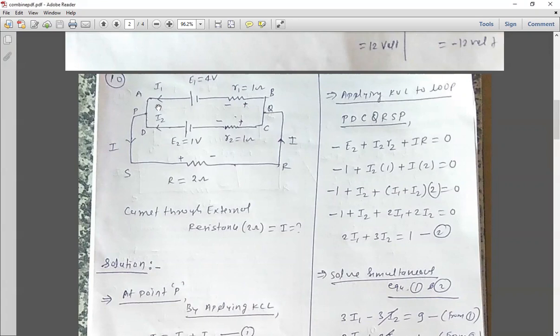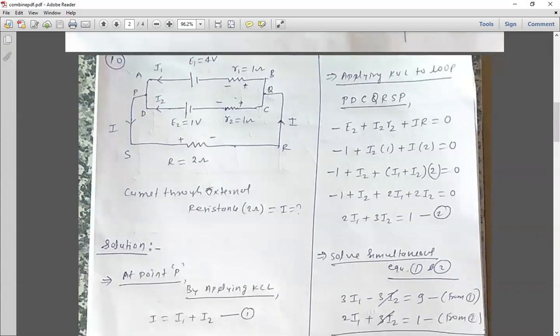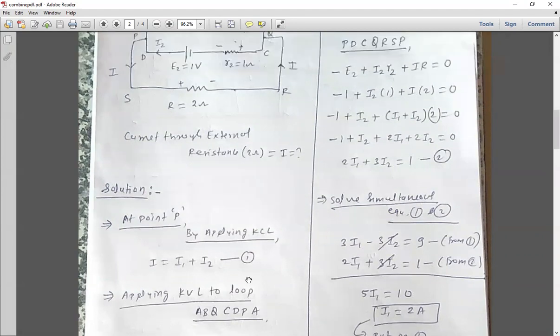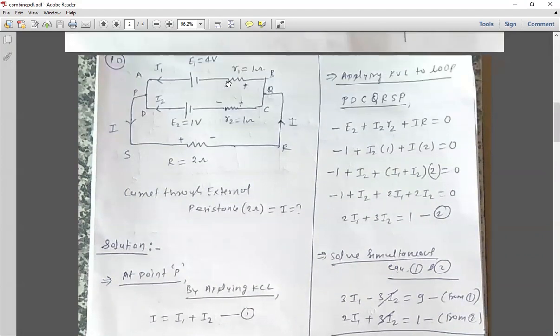What is the third loop name? This is the bigger loop, starting from A to P, P to S, S to R, R to Q, then Q to B, then again to A. This is the third loop. So what I have considered, applying KVL to loop ABQCDPA: I have applied the KVL to the bigger loop, A to B, B to Q, Q to C, D, D to P, then P to A.